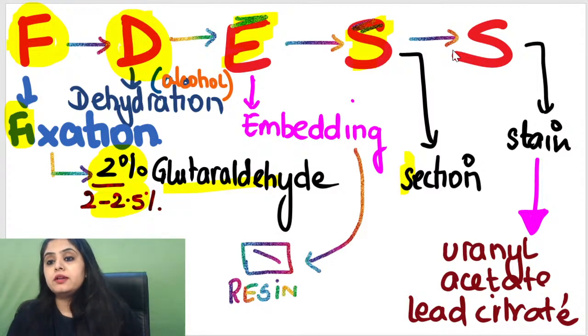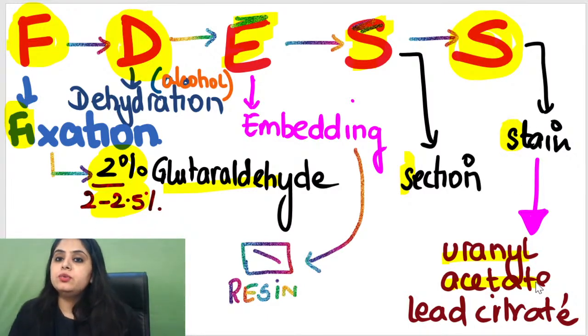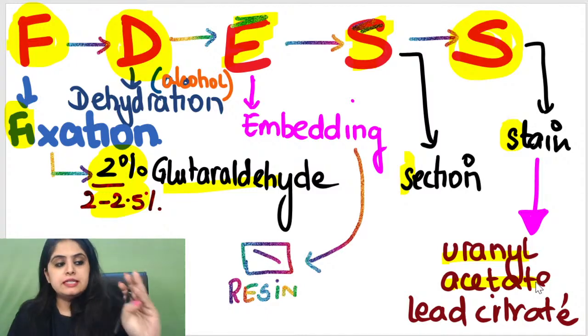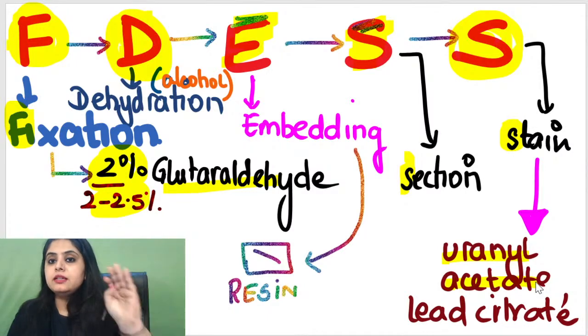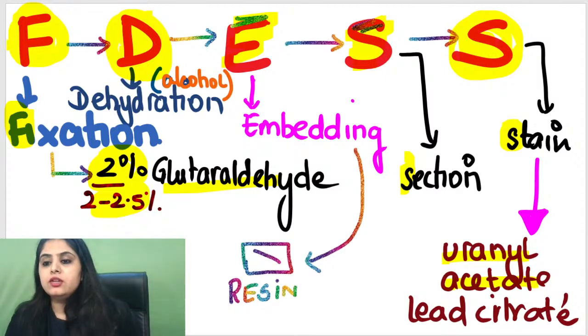Now I want to look at it under the microscope. So before that, I should add some stain, or I should add some contrast. And how do I do that? I add heavy metals like uranyl acetate, lead citrate, so heavy metals. So FDESS, can you remember this? Fixation, dehydration, embedding, then cut it, that is sectioning, then stain it. How do you stain it? You'll say, for staining, I'm using heavy metals.